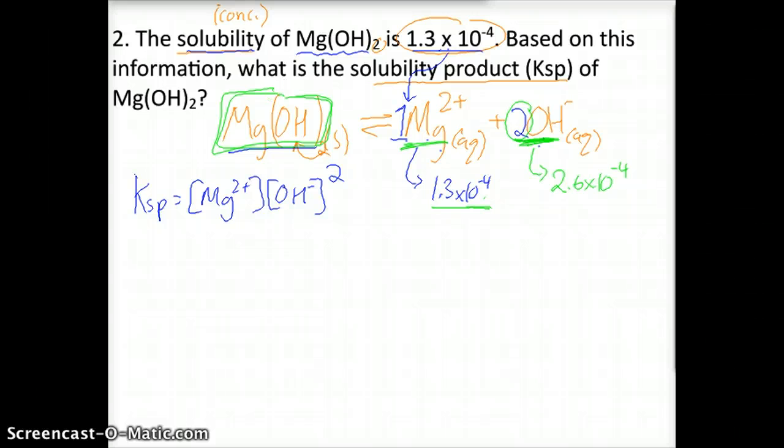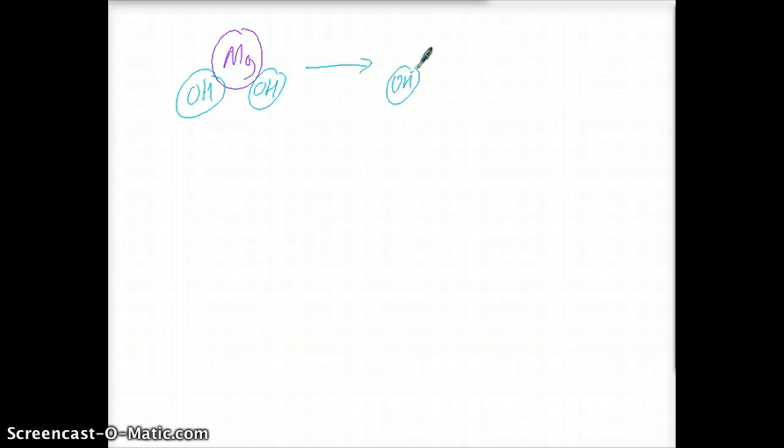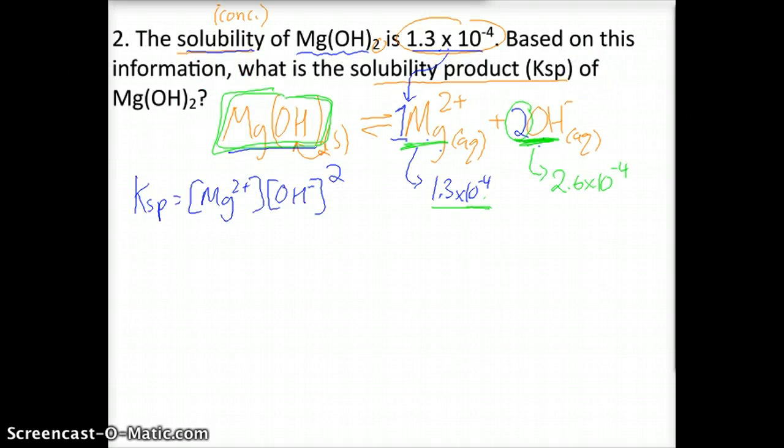To give you a picture of that, just think visually. Here's my Mg2+, and it's connected to an OH and an OH. And so when this dissociates, it's making OH minus and Mg2+. So you can tell you make 2 moles of hydroxide for every 1 mole of this compound. So that's why I have to double the amount, because the coefficient is 2.